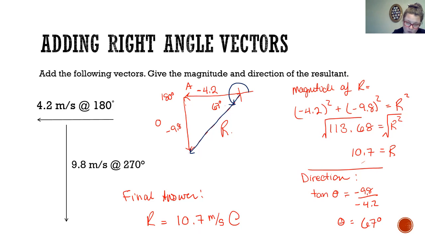I think I hit something funny in my calculator here for a second. So yeah, 180 plus 67, 247 degrees. Okay. Not too bad, hopefully. Hopefully.